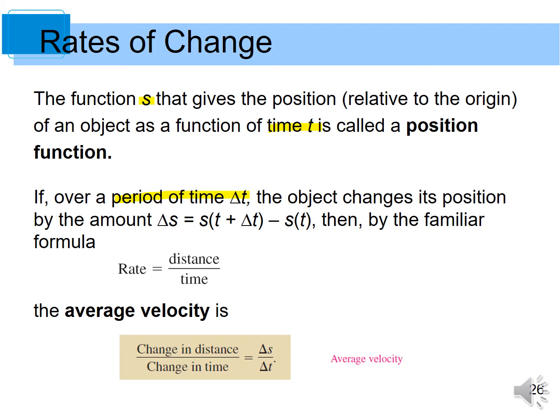then, by the familiar formula, rate is equal to distance over time. The average velocity is change in distance over change in time, which is delta s over delta t.